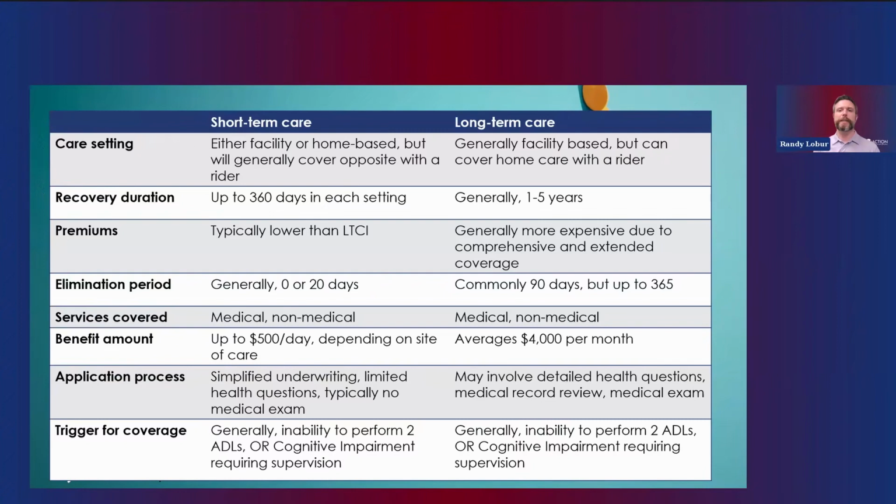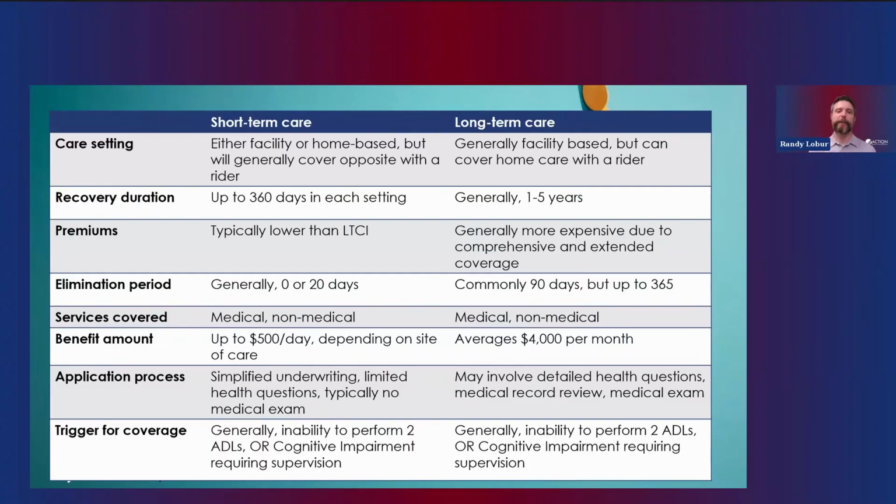A big thing to consider, especially when writing these policies, is the elimination period. If you work in the supplementary benefits space, the voluntary benefit space at all, you're familiar with elimination periods, say on a disability plan, or the group disability plan, where you have to wait X amount of days before the plan will start paying. For short-term care, generally you can go between 0 and 20 days. On long-term care, though, they'll put you in the facility for 90 days, up to 365 days, before benefits start kicking in on that elimination period.